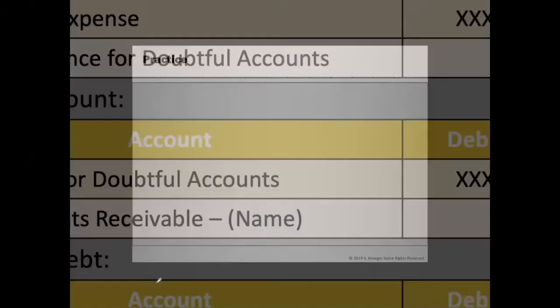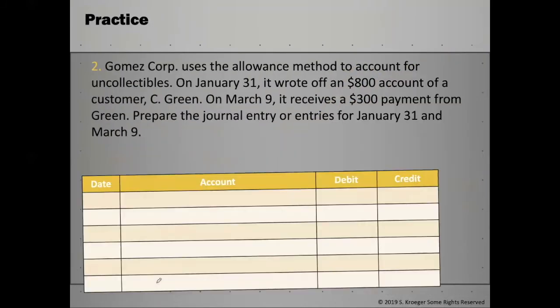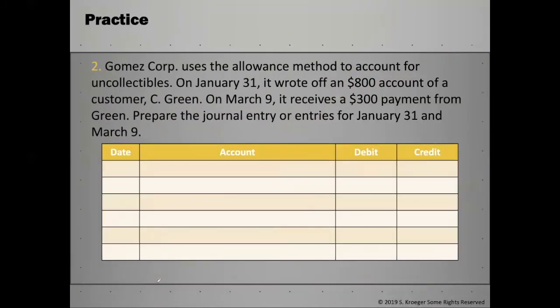Let's do a practice problem with this. This is number 2 on your classwork. Gomez Corp uses the allowance method to account for uncollectibles. On January 31st, it wrote off an $800 account of a customer, C Green. On March 9th, it receives a $300 payment from Green. Prepare the journal entry or entries for January 31st and March 9th.